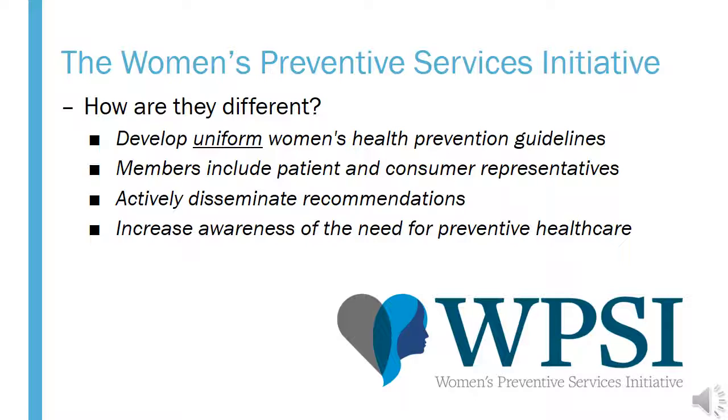The guidelines are also uniform, meaning the participating organizations will adopt and promote the recommendations for consistency and to minimize confusion for patients and providers. Patients and consumers are represented by full-fledged members who remain present throughout the guideline development process. Finally, by collaborating with community outreach groups, the initiative will actively disseminate the recommendations and increase awareness of the need for preventative health care, especially among disadvantaged populations.